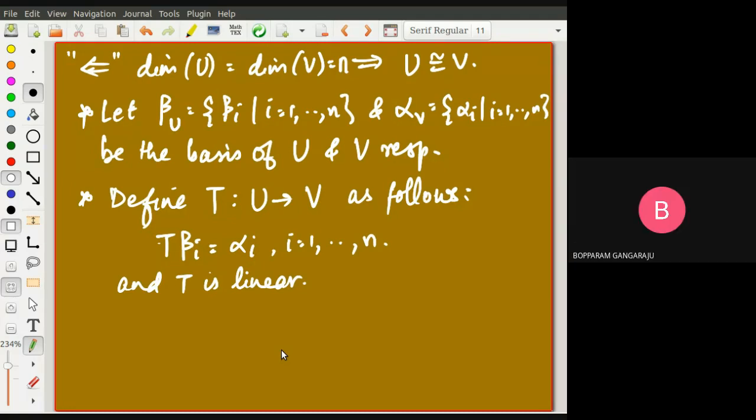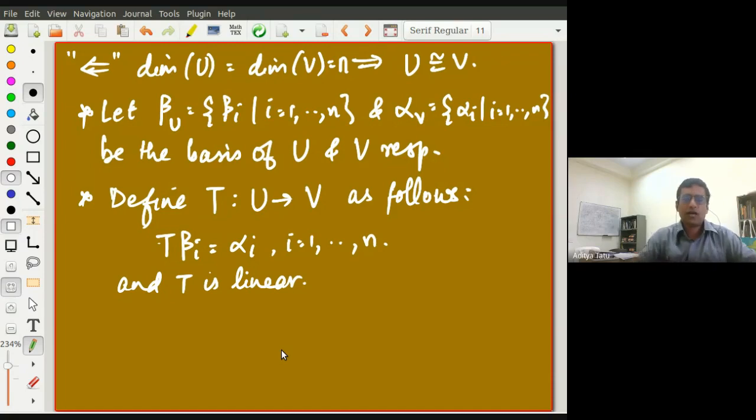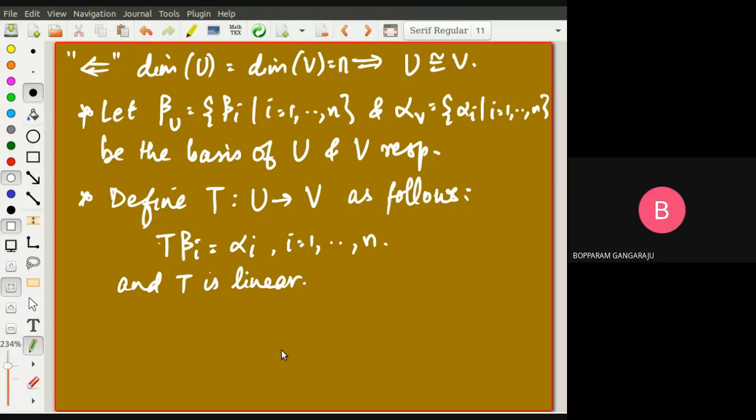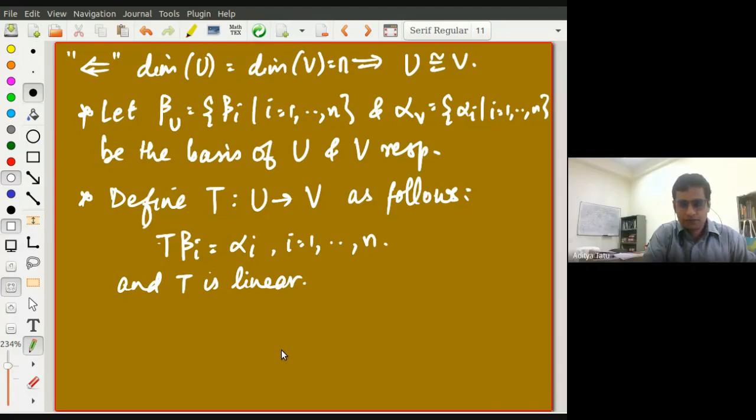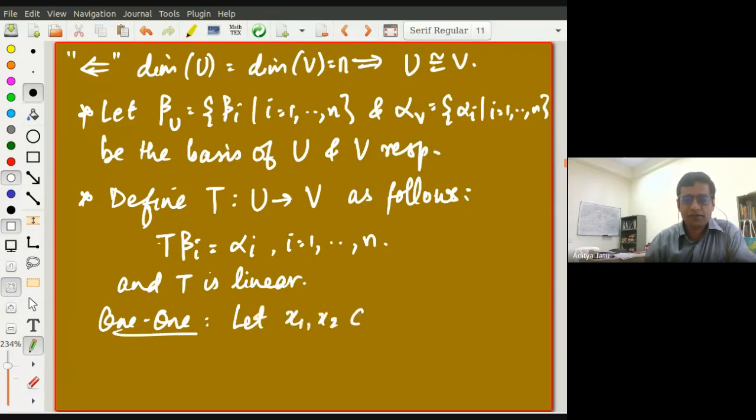T is 1 to 1, and onto, right? So, can you try to see if that is the case? Yeah, it is 1 to 1. How? So let x1 and x2 be vectors in U with T x1 equal to T x2. Can you show that x1 has to be equal to x2 then?